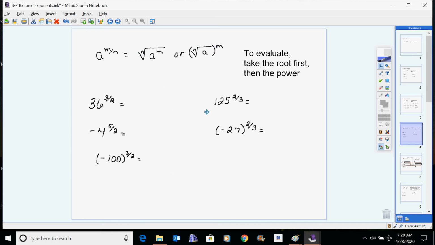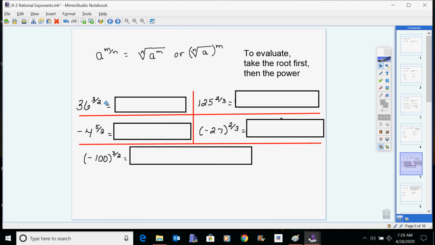Usually when you're evaluating, it's easier to take the root first and then the power. So let's take a look at these as they get solved down. So we've got the square root of 36 cubed. Root power. Square root of 36 is 6. 6 times 6 times 6 is 216. That could be done out fairly simply with or without any calculator if you take the time to multiply that out.